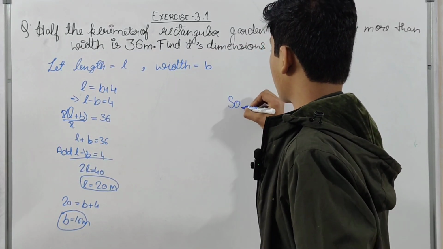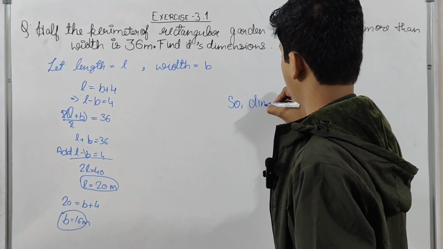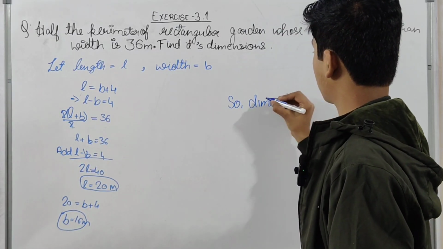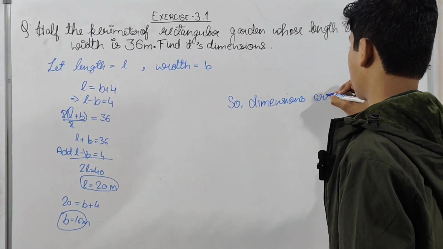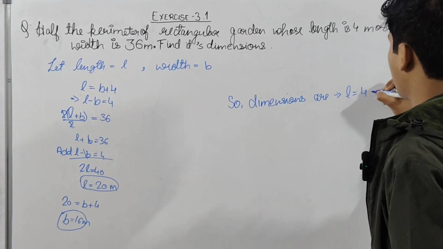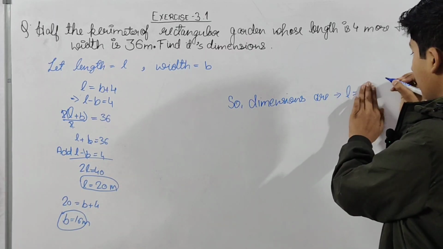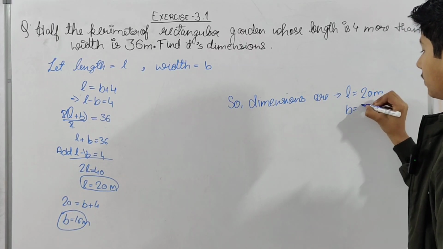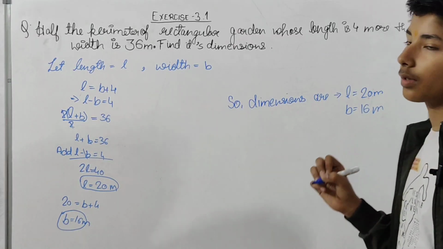So the dimensions are L equals 20 meters, breadth equals 16 meters.